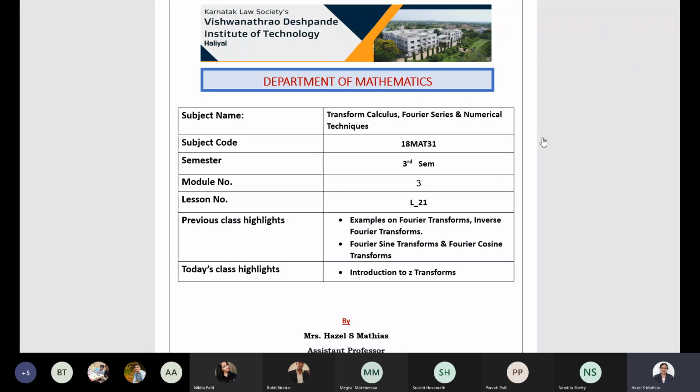In today's class, let's discuss Z transforms. So in the introduction, I'll tell you what it is and what its uses are. Like we have discussed Laplace transforms and Fourier transforms in our previous classes, from the definition of Laplace and Fourier transforms, we can say that they are represented in terms of definite integrals.